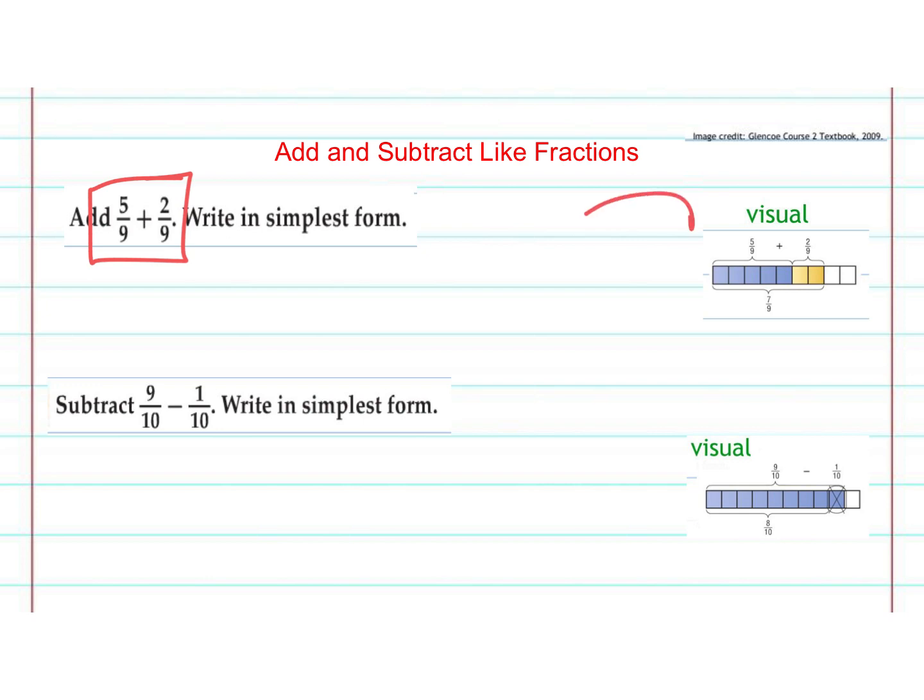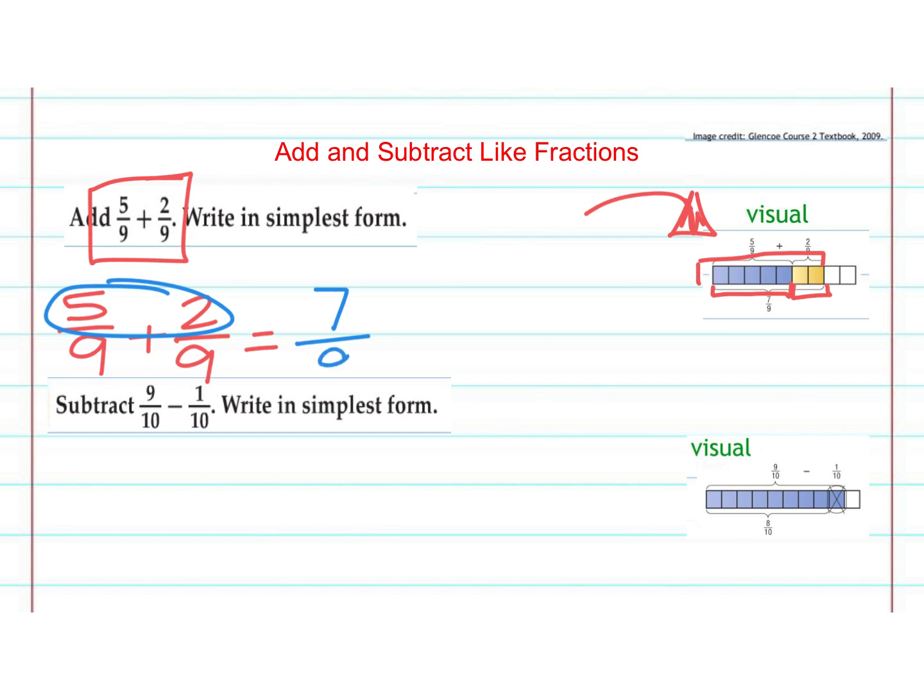When we're adding like fractions, they already have a common denominator, so it makes it pretty easy. If we look at the visual over here, and we're adding 5/9 plus 2/9, we can see that 5/9 is shaded in the purple, and then plus 2/9 is shaded in the gold. If we add it all up together, we have 7 out of the 9 boxes shaded. So 5/9 plus 2/9, all we're doing is adding our numerators, keeping the denominator the same, and putting it in simplest form, which it's already in, so it's 7/9.